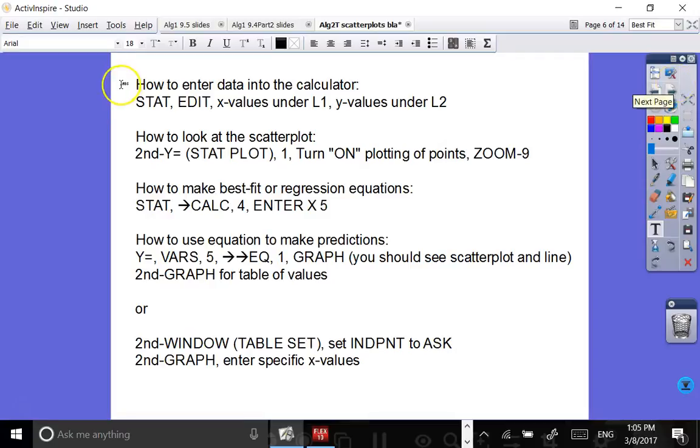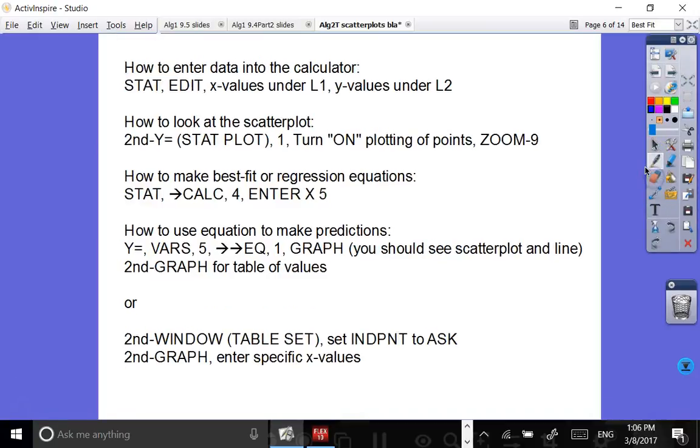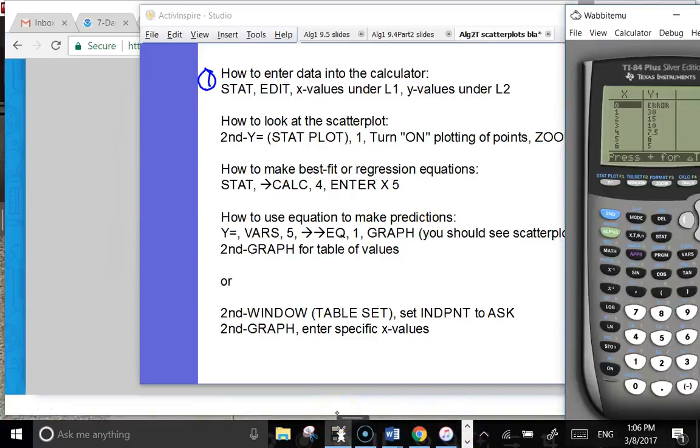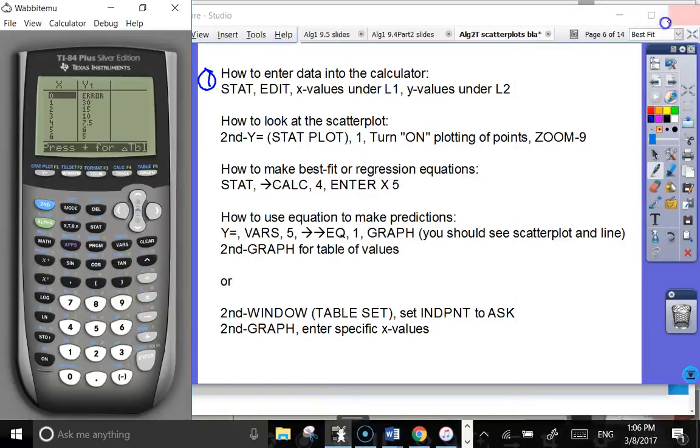So the first thing that I said was, we need to be able to enter data in the calculator. Let me get this set up here. To enter data in the calculator, you go to Stat, right? You hit this button here, it's called Stat. What do you think that stands for? Statistics, probably, right?